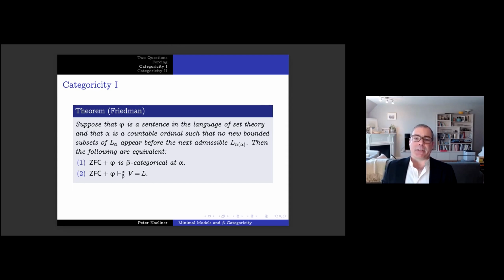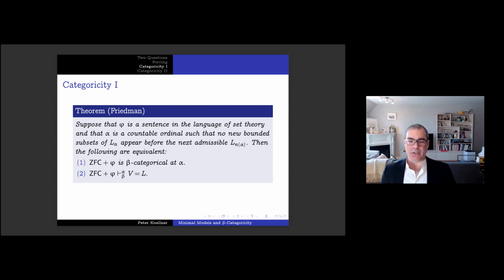So now I want to turn to categoricity. There's this remarkable theorem of Friedman from the early 70s. Suppose that phi is a sentence in the language of set theory, and that alpha is a countable ordinal which is bleak, such that no new bounded subsets of L alpha appear before the next admissible. So L of alpha plus satisfies that alpha is a cardinal. So it's not as bleak as the ordinal in Woodin's theorem. It's just one step shy.